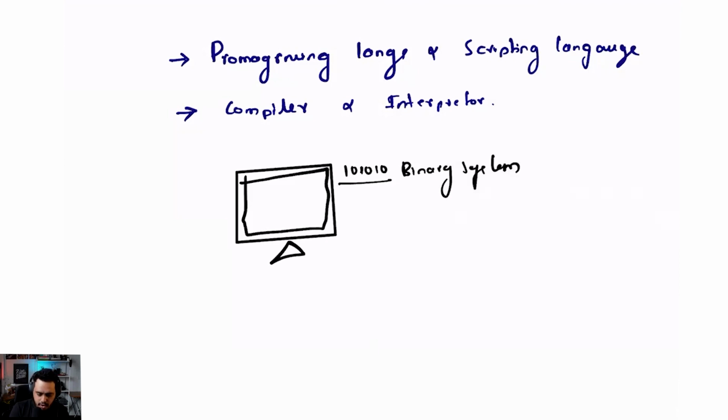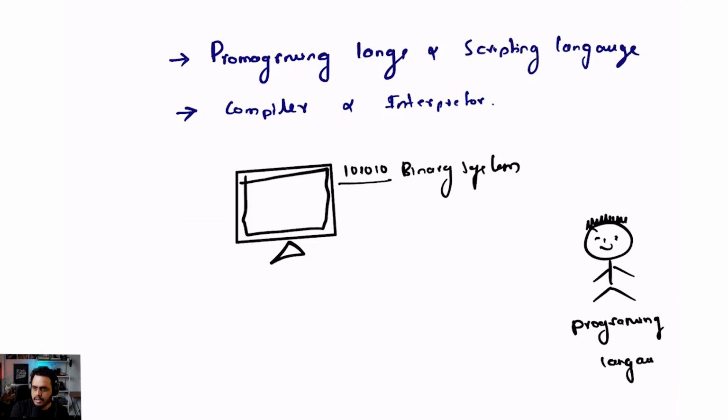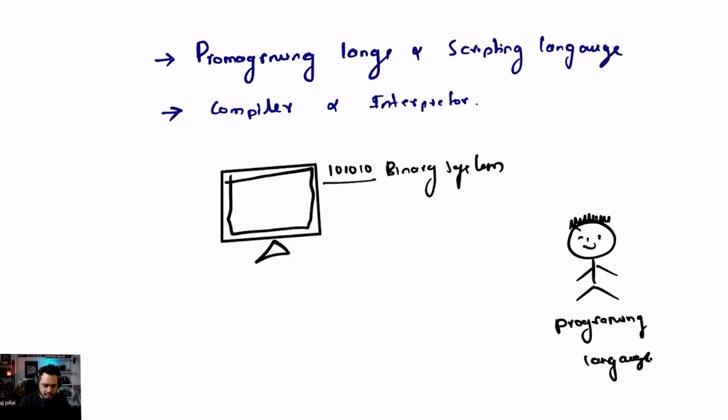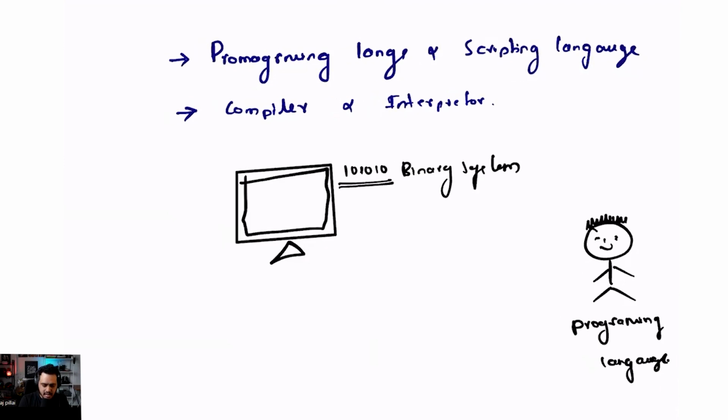Now, what do we human beings understand? Do we understand programming language? You guys can reply in chat. Computer understands only ones and zeros, right? That is binary language. What do we human beings understand? Do we understand programming language? No, right? We do not understand programming language.